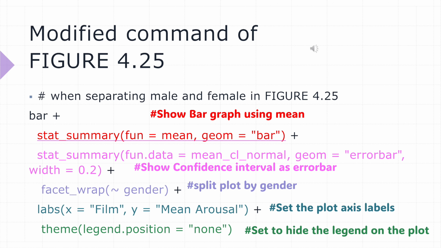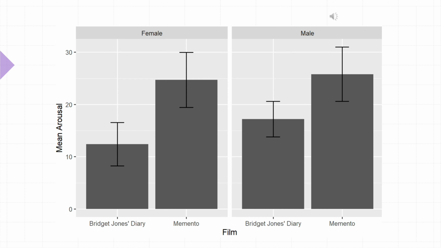Here is a fuller example split by gender with more styling. Red part sets fun to mean with a bar layer to show the mean. Pink part sets fun.data to mean_cl_normal with an error bar layer to show the confidence interval. Purple part splits the plot by gender. Blue-green part uses labs to set axis labels. Green part sets a theme to hide the legend. Here's the result. The panels are separated by gender.